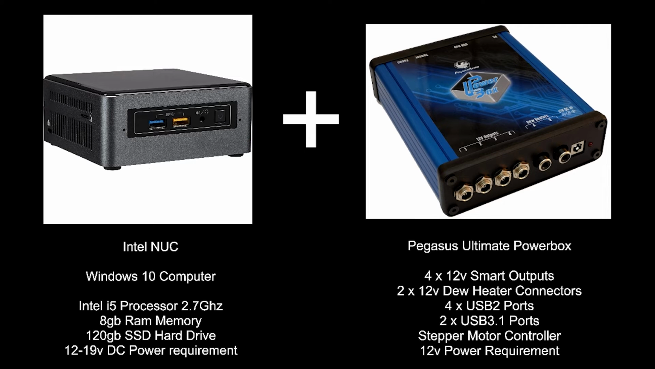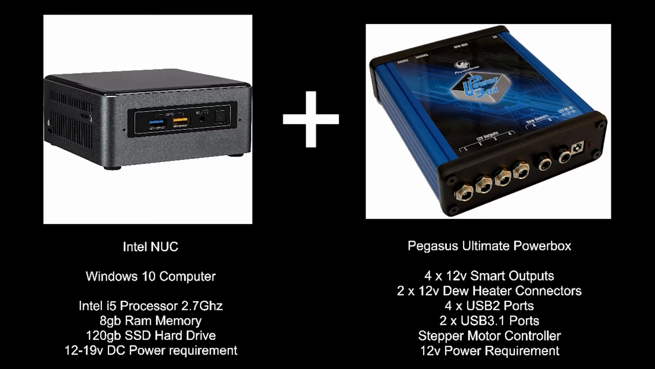Now, one of these power ports can be left on all the time, and that way when you put power to the Pegasus Ultimate Power Box, you can plug that straight into the Intel NUC and it will switch on the computer at the same time. So with this, we'll put power up to the power box, and then that'll go down to the mount, then be distributed to the cameras, to the computer, and everything else that we'll need.